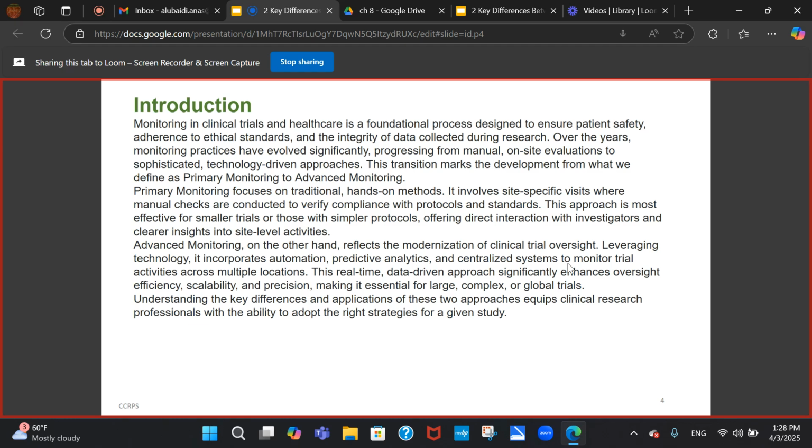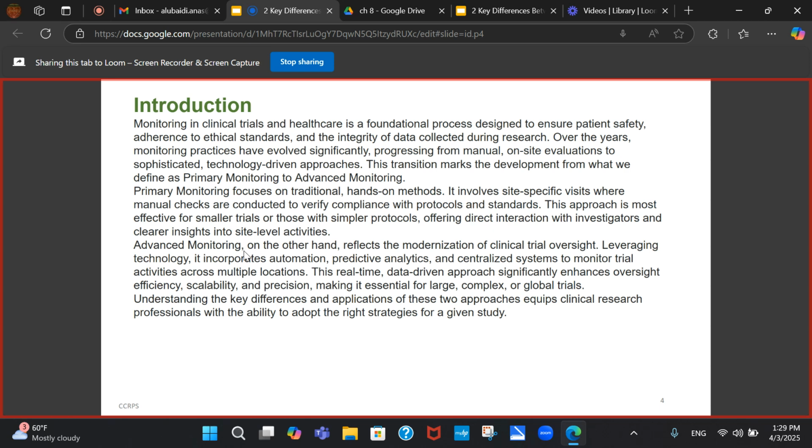Why? Because advanced monitoring, leveraging technology, incorporates automation, predictive analytics, and centralized systems to monitor trial activities across multiple locations, meaning here you can apply advanced monitoring. And of course, when we are talking about monitoring, it applies to different monitoring roles, whether medical science liaison, medical monitor, clinical scientist, or even CRA, clinical research associate. So any kind of monitor.